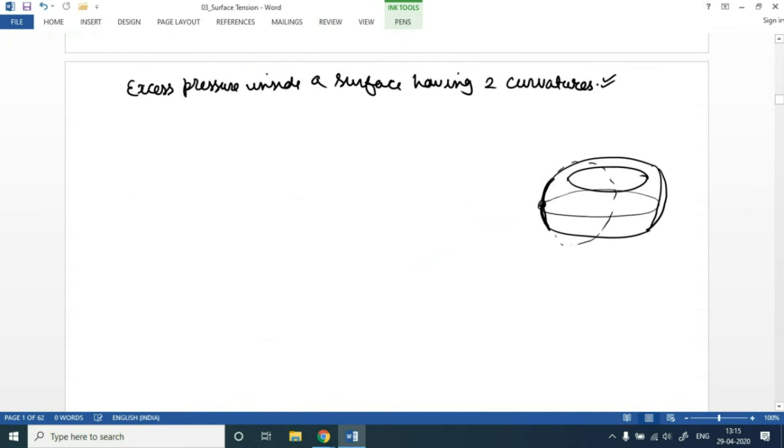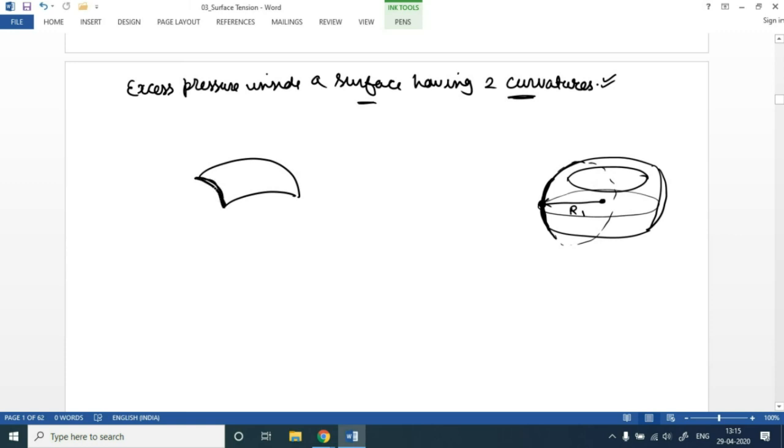So two curvatures over here: the center of curvature of one would be this, let's say this would be r1, and the other curvature would be this, and its center of curvature would be somewhere here, and its radius of curvature would be something else. I hope you are understanding what I mean when I say the two curvatures of a surface. Let's say we have taken a very small element of surface area, something like this.